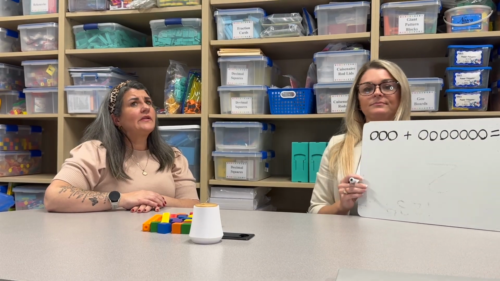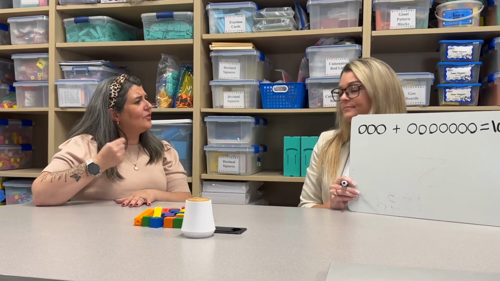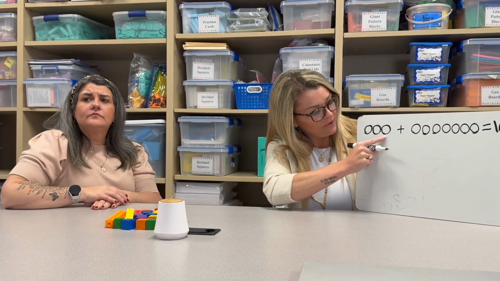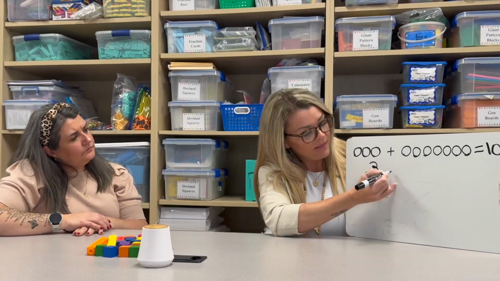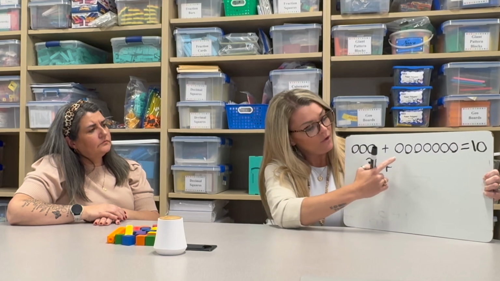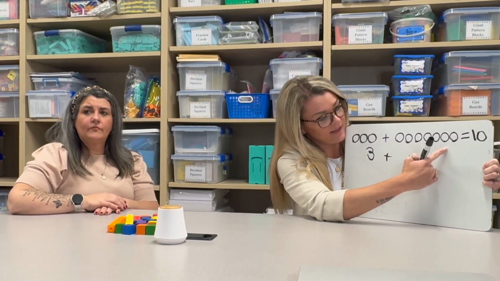So in first grade, we really want to move them away from counting all to counting on. What would that look like in the classroom? Counting on would mean they know by looking at these, without needing to count, that there are 3. Then they are counting on. So I have 3, 4, 5, 6, 7, 8, 9, 10.